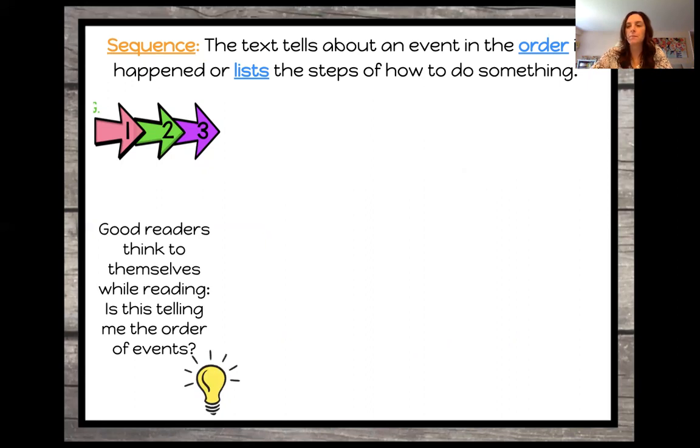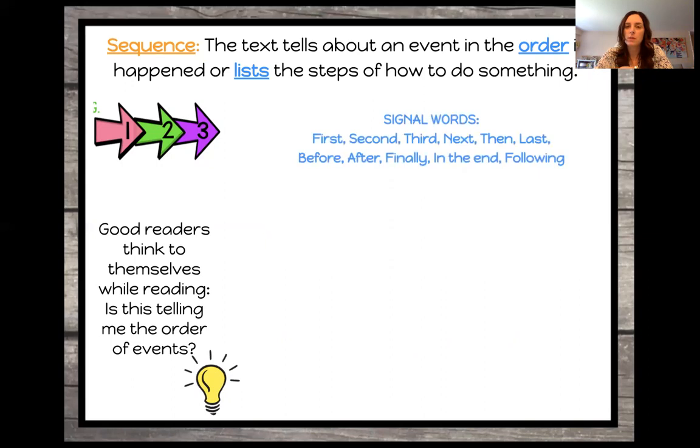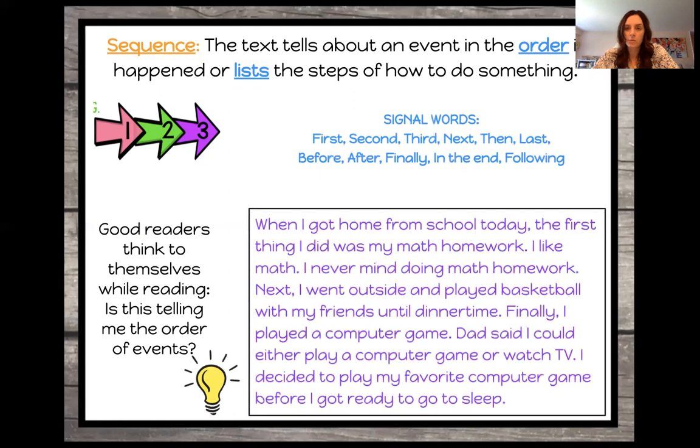The signal words for a sequence text are first, second, third, next, then, last, before, after, finally, in the end, and following. Let's read this text together and then we'll pull out the signal words.